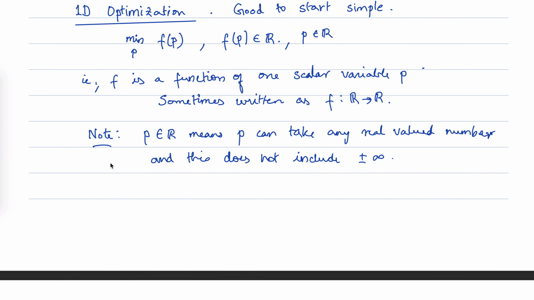I do want to make a minor technical remark. When we say p belongs to R, where R is the set of real numbers, this usually means that p can take any real-valued number, and it turns out by convention we do not include plus minus infinity as a real number, because they're not necessarily numbers. They are limits, but not necessarily real numbers. Okay, so that's what we mean by p belongs to R. Any real number, but not necessarily plus minus infinity.